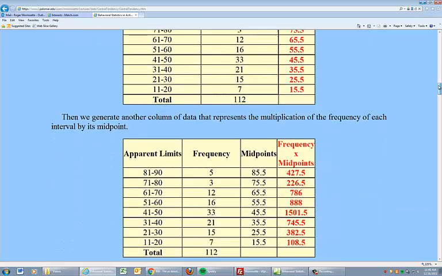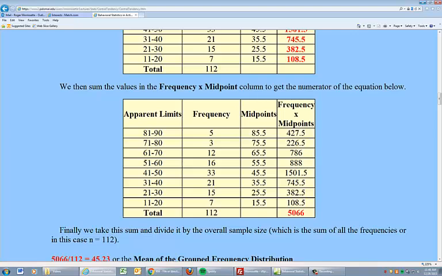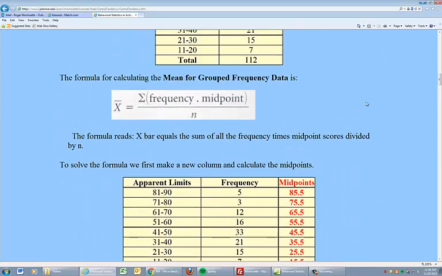Alright, well, we made our frequency times midpoint column. All we got to do is add them up. If we add them all up, we come up with this number, 5,066, and we have the numerator to the equation. The last thing we got to do is work on the denominator, and that's easy. The denominator is the sample size.